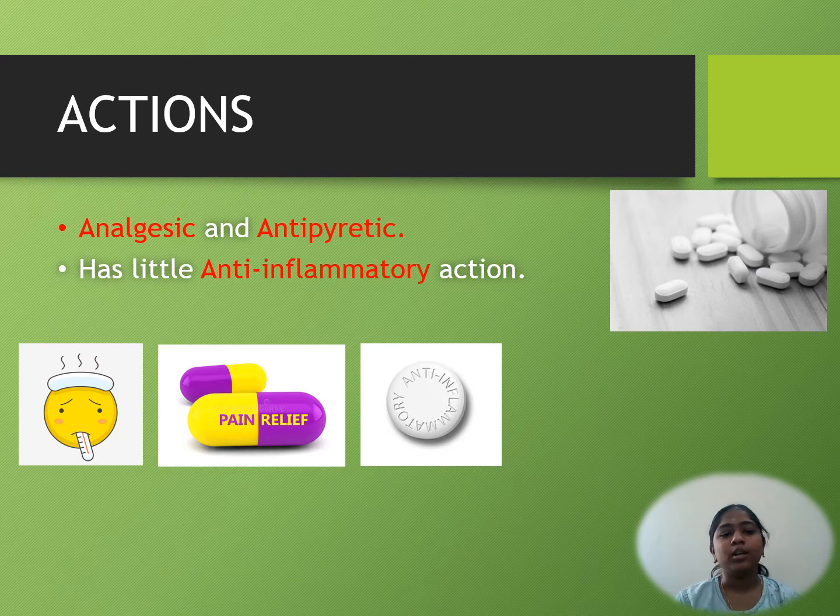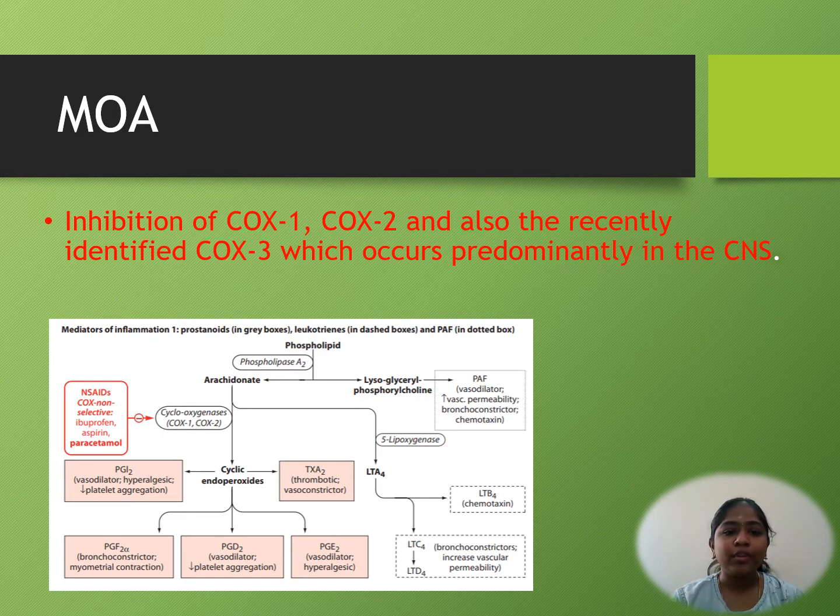Actions of paracetamol. Paracetamol has good analgesic and antipyretic action. That is, it reduces raised temperatures. It has little anti-inflammatory action. Mechanism of action. Inhibition of COX-1, COX-2 and COX-3 occurring in the CNS. Due to the weak prostaglandin inhibitory activity in the periphery, it has poor anti-inflammatory action. Paracetamol is active on cyclooxygenase in the brain, which accounts for its antipyretic action.